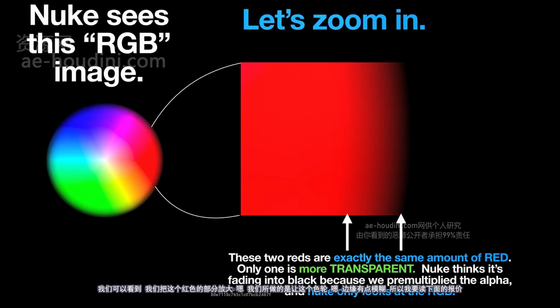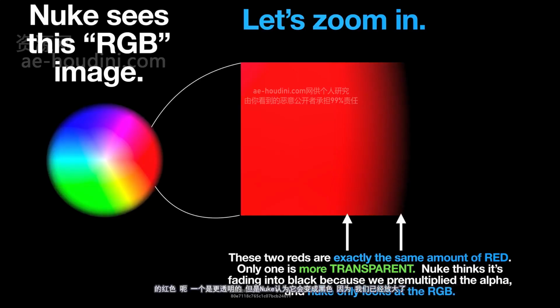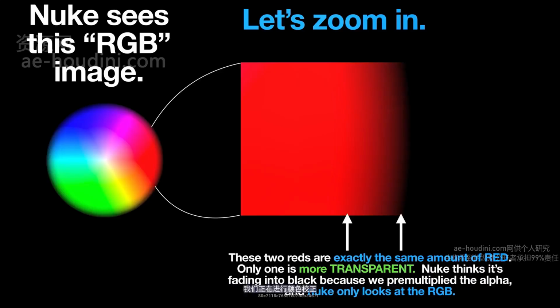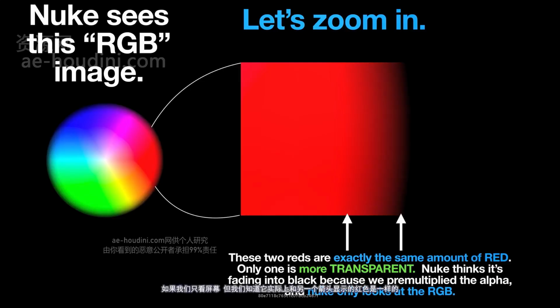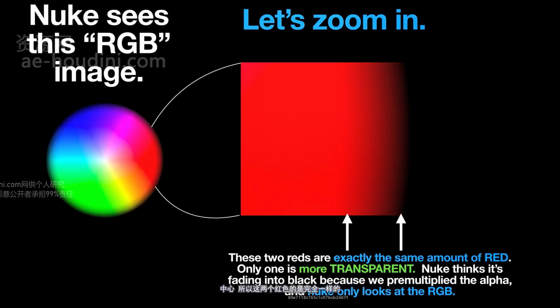I'm going to read the quote on the bottom here. It says, these two reds are exactly the same amount of red. One is more transparent, but Nuke thinks it is fading into black because we've already pre-multiplied it and we're applying color correction. The very dark edge of the red, the second arrow on the right, is a darker red if we're looking just at a screen. But we know it's actually the same exact red as the other arrow in the center. It's just that one is more see-through, and Nuke doesn't understand that. It sees it as a darker red.